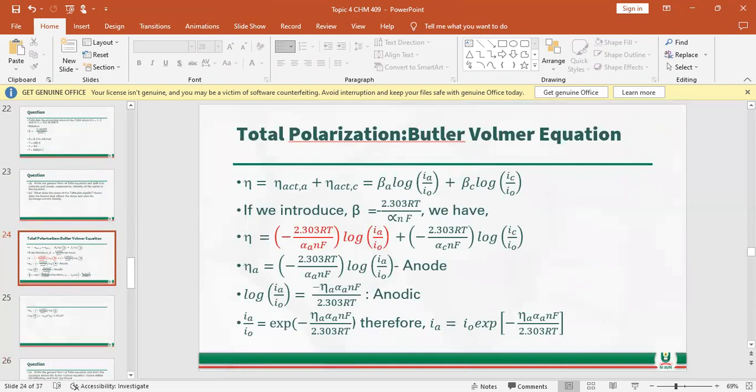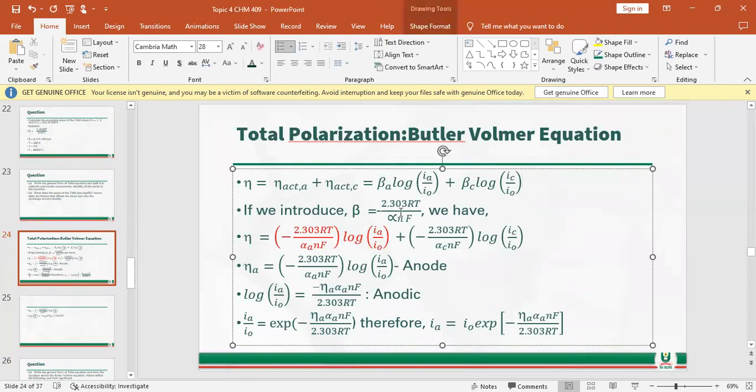Total polarization, Butler-Volmer equation. You can see that from the Tafel equation, this is the activation overpotential for the anode and for the cathode. If you add them together, that's the activation overpotential for the anode and the cathode, as we derived before. Then if we introduce the beta value, which we have defined before in theory, we can talk about it for both the anodic and the cathodic. And we have beta here multiplied by that for anodic and for the cathodic.